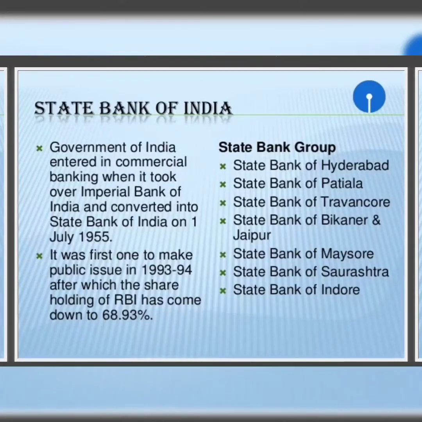Here we have SBI, State Bank of India, which was initially started on 1st July 1955, and then after the first public issue in 1993-94, the RBI has brought its share down to 68.93%. Today there are many state bank groups, which are State Bank of Hyderabad, Patiala, Bikaner, Mysore, Indore. These are some of the state bank groups. They have scattered their branches all over India.